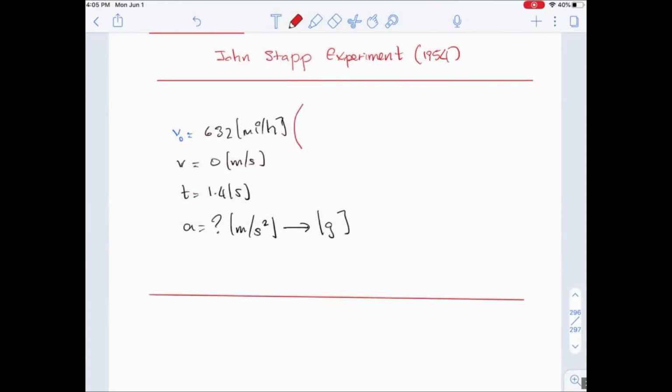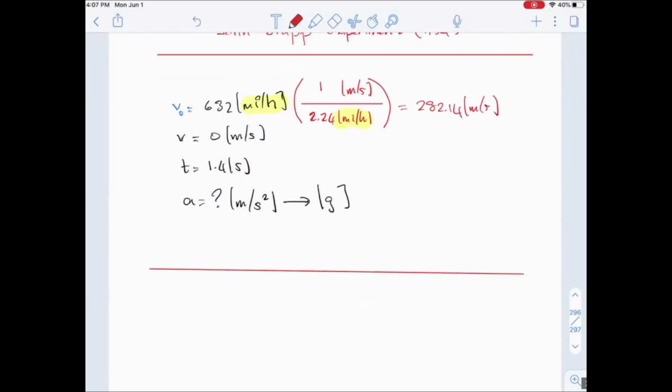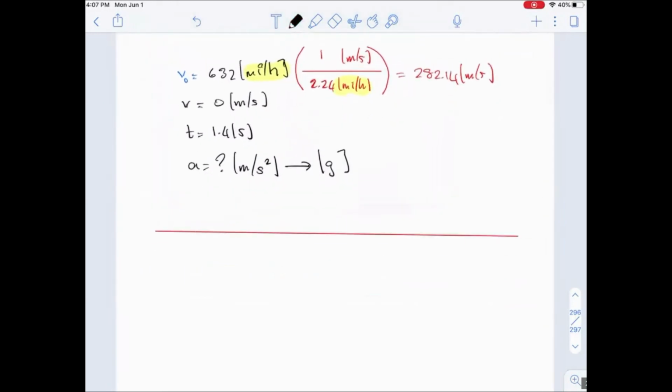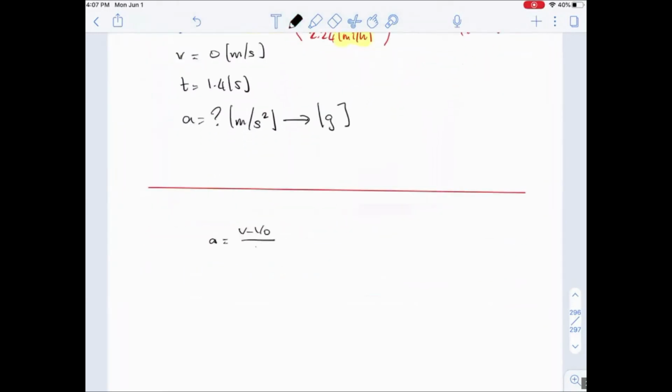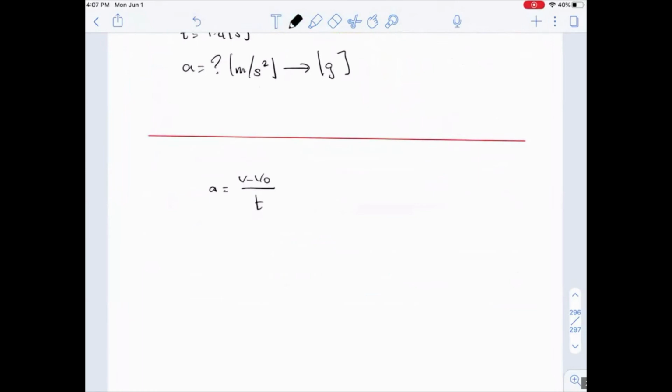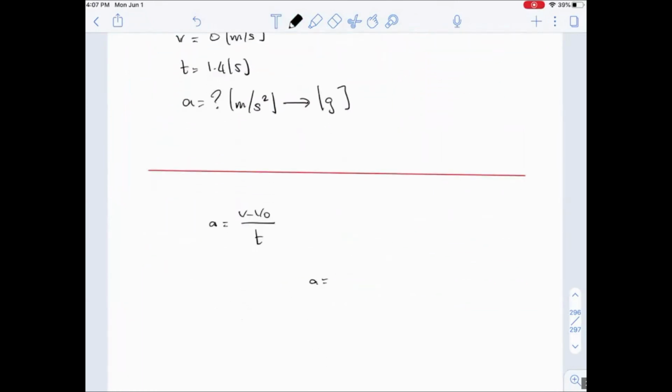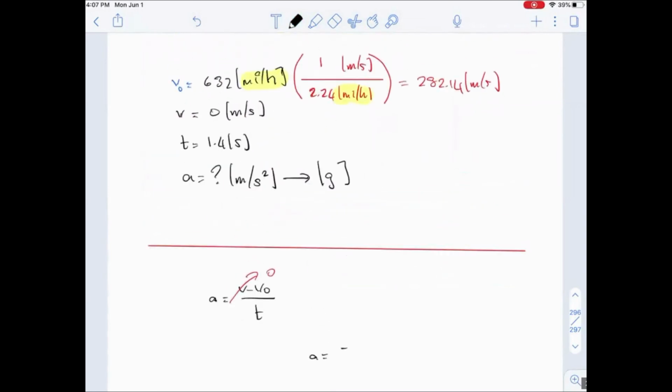The first thing we need to do is express this in terms of metric units. So speed needs to be expressed in terms of meters per second. So we do the conversion, and we get a number for it. Next thing is to come up with the right formula. So change in velocity over time is going to give us the acceleration. The final speed is 0. And then now plug the numbers in.